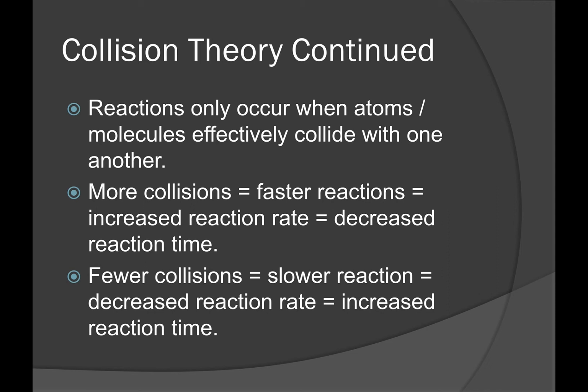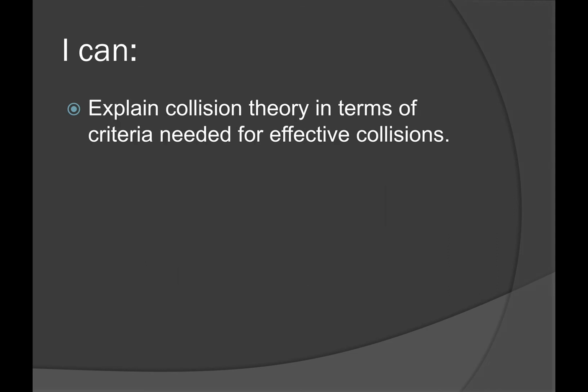So one of the ways we can change how quickly a reaction is happening is how many collisions we allow to happen. There's a couple different ways that we can alter that. So at this point, you should be able to explain collision theory in terms of those three criteria that we need for effective collisions: proper energy, proper orientation, and a collision must occur.